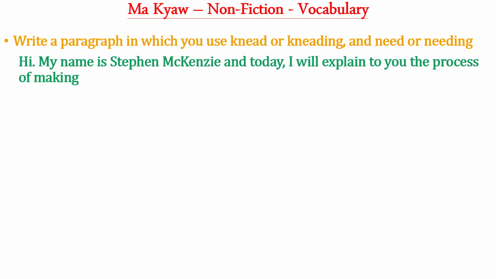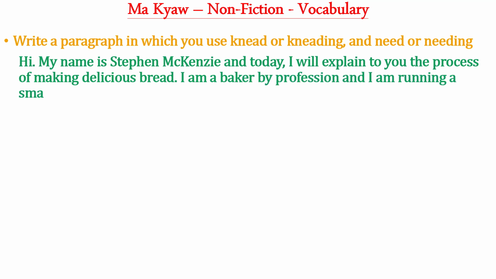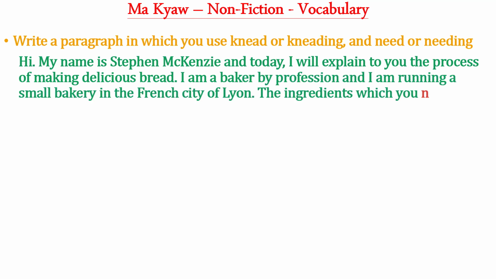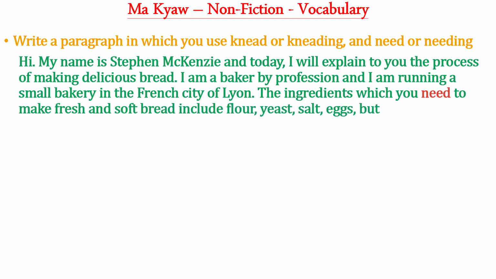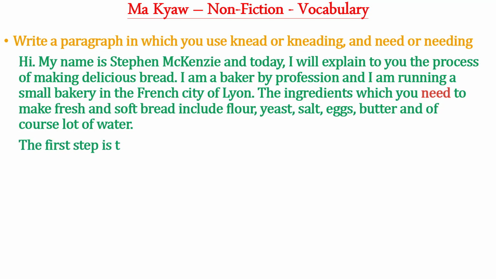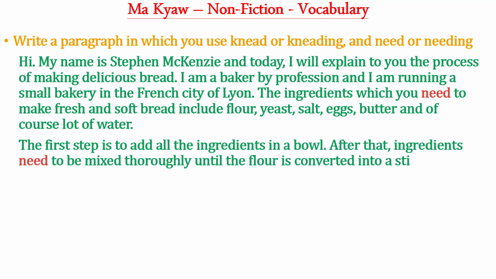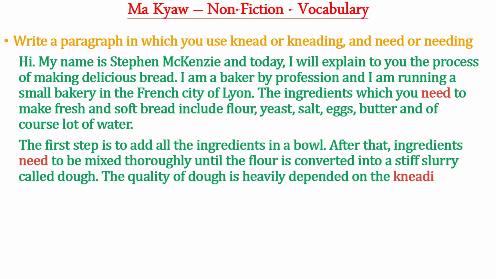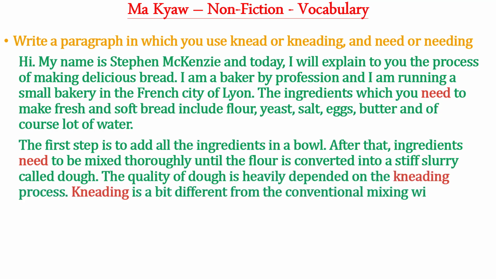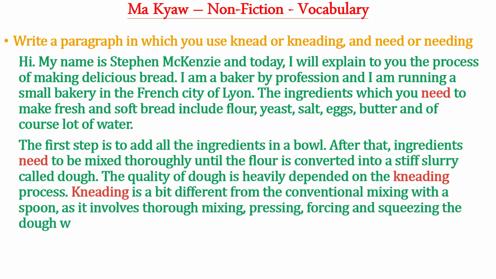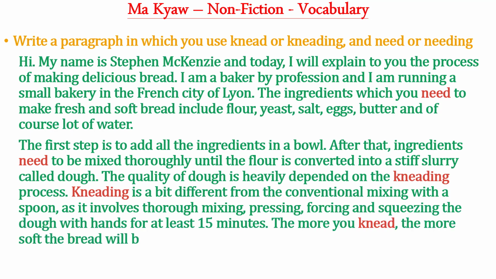Hi, my name is Stephen Mackenzie, and today I will explain to you the process of making delicious bread. I am a baker by profession and I am running a small bakery in the French city of Lyon. The ingredients which you need to make fresh and soft bread include flour, yeast, salt, eggs, butter, and of course, a lot of water. The first step is to add all the ingredients in a bowl. After that, ingredients need to be mixed thoroughly until the flour is converted into a stiff slurry called dough. The quality of dough is heavily dependent on the kneading process.